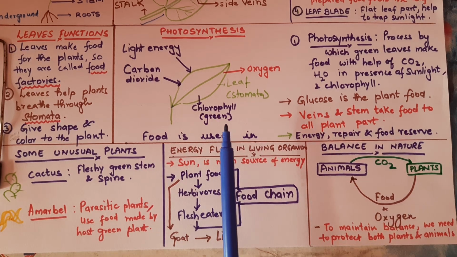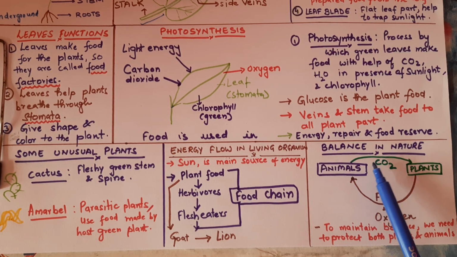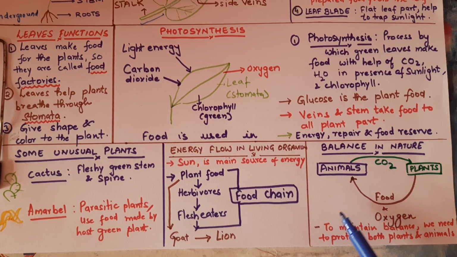So the process of photosynthesis, that is the process of making food, is very very important for maintaining life on the planet. This is also why green plants are needed, because they maintain the balance in nature.